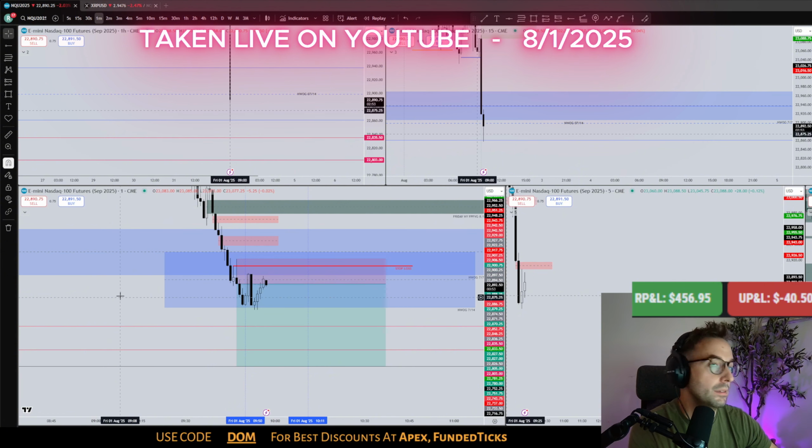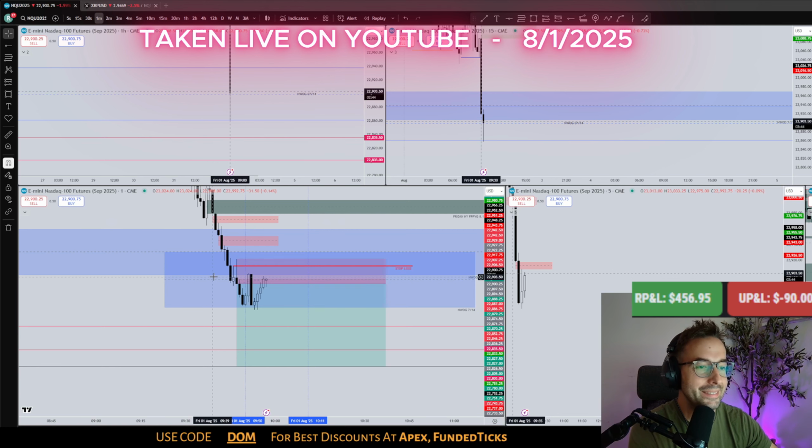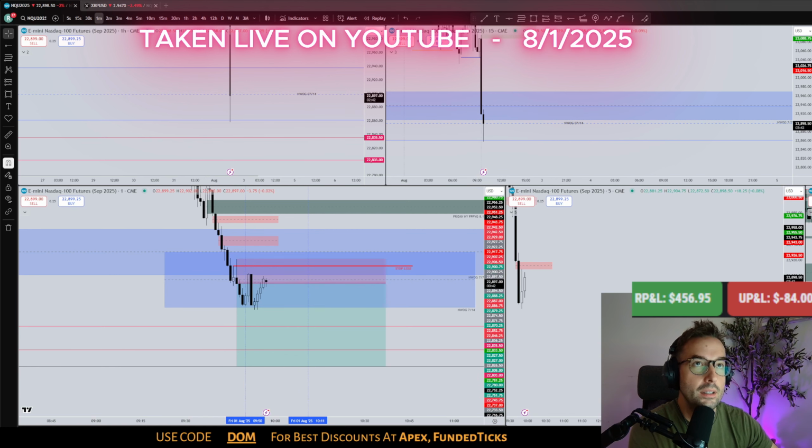There you go. That's a good 15-second rejection there off of the mean threshold. I like how the bodies on the 15-second chart didn't close above it. Price is pushing below it. If it pops above this level, I think we're going to be out for a little bit, but that's okay.